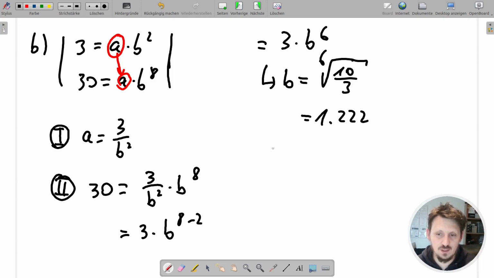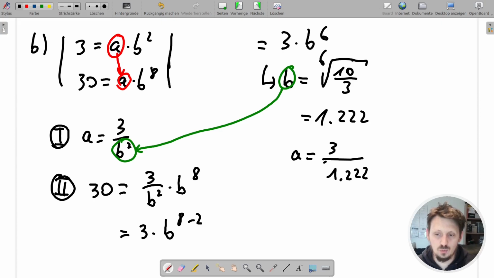And now, after determining b, we have to find out the value for a, of course. But this is very simple. We only have to insert this b value that we have calculated here. And this then gives at the end a equal to 3 over 1.222 squared. I have also calculated this with the help of a calculator, and this results in 2.01 approximately. So this is now our result for a.